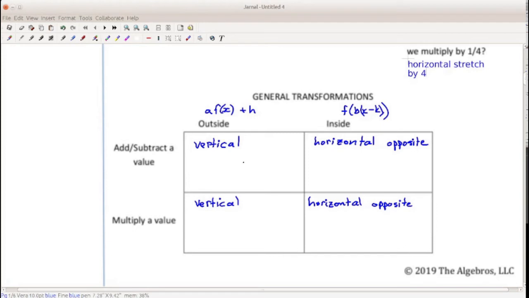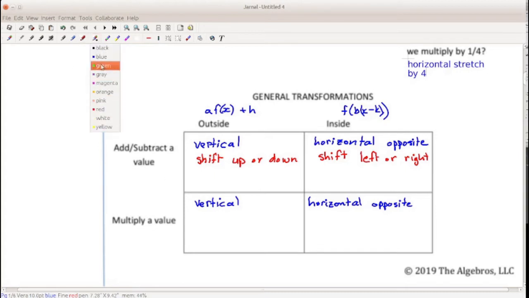We also have commonalities going in the other direction. Adding and subtracting a value is always going to be a shift. So horizontal shift, vertical shift, and in the case of vertical, it's up or down, and in the case of horizontal, it's left or right. Okay, so shift up or down, shift left or right, and again, it's the opposite of what you would expect. Positive goes left, negative goes right.